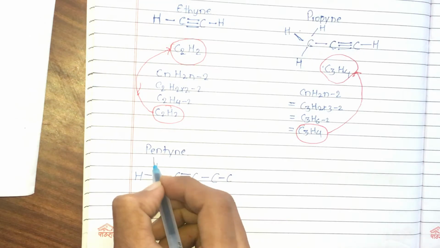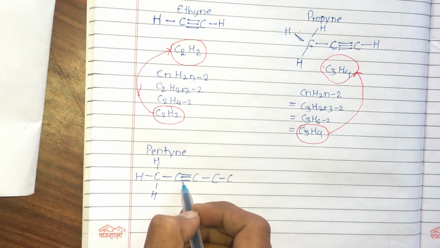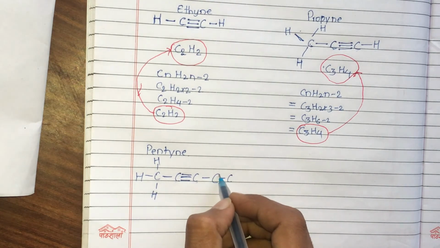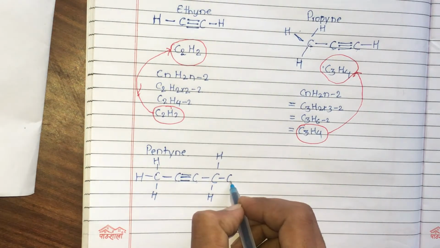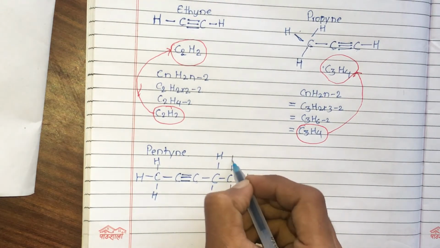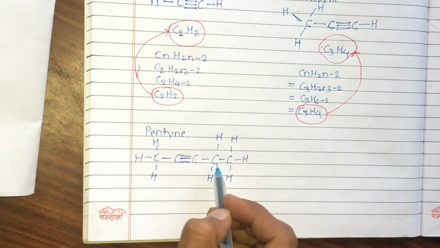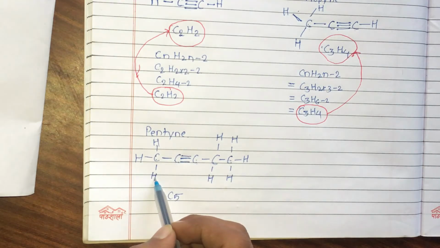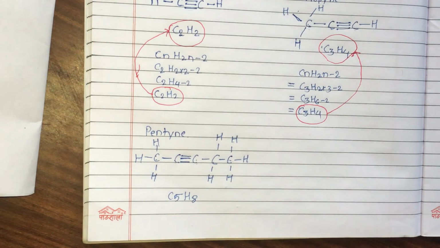Remember this: hydrogen, hydrogen, hydrogen, and this carbon cannot combine with any more. Similarly, this carbon also cannot combine with any more atoms, but this carbon can combine with 2 hydrogen atoms, and this carbon can combine with 3 hydrogen atoms. So how many carbon atoms? 1, 2, 3, 4, 5. Yes, C5. And how many hydrogen? 1, 2, 3, 4, 5, 6, 7 and 8. 8 hydrogen atoms are there.